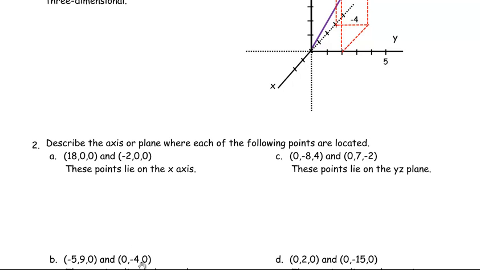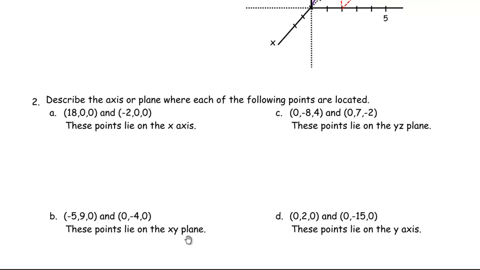Now, if you go 0, negative 4, 0, so nothing in the x direction, and we just go, well, 4 this way. So actually that point is on the y-axis, but this one would be on the xy plane because we just went 5 that way and then 9 this way and nothing up or down. So this is on the xy plane and this is on the y-axis, so the 2 points are still on the xy plane.